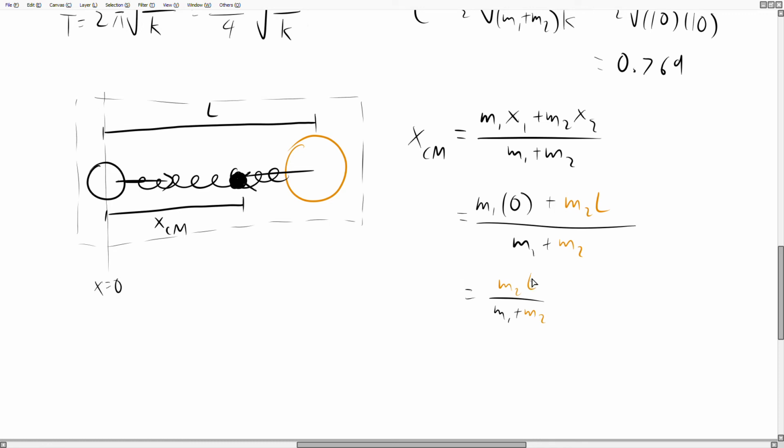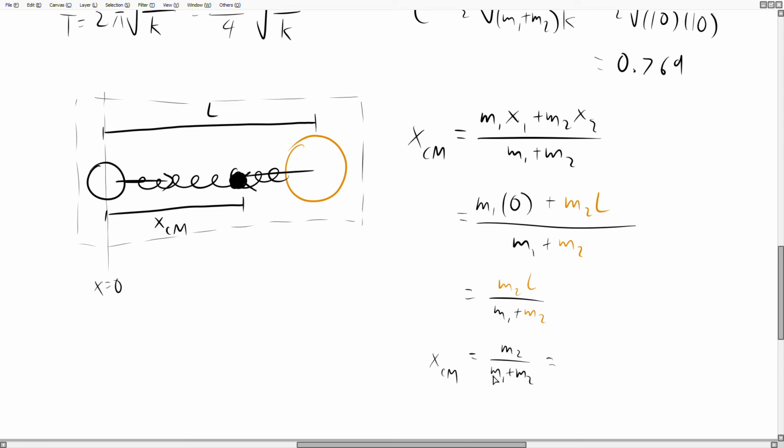Now notice that the length of this spring doesn't really matter. No matter how far away the spring is, the time for the oscillations would still be the same. You can draw an analogy with regular simple harmonic motion where the amplitude doesn't affect the period of oscillations. So we can set L to be any convenient number, and I feel like setting L to be equal to 1 meter, just to make it convenient. So let's set L equal to 1 meter, and we get m2 over m1 plus m2. So that would give us the location of the center of mass.